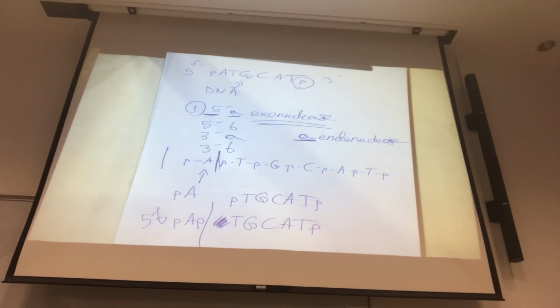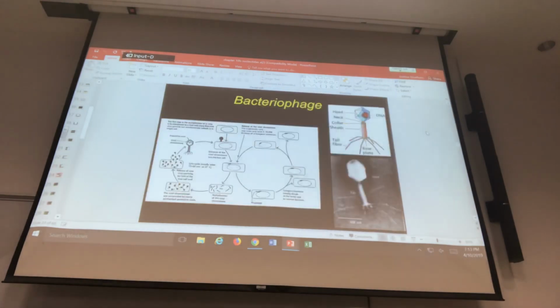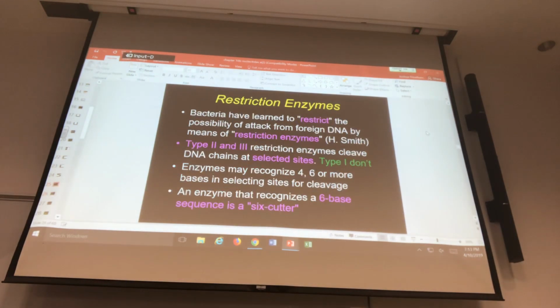All right. Let's see. Where were we in the PowerPoint? Exonucleases, restriction enzymes. All right. Restriction enzymes.